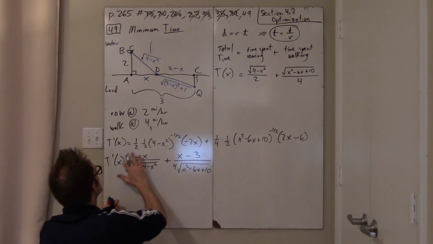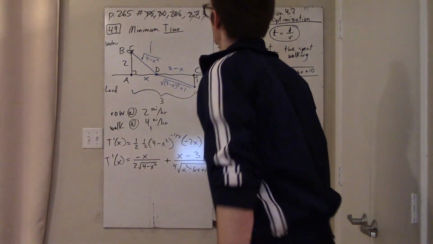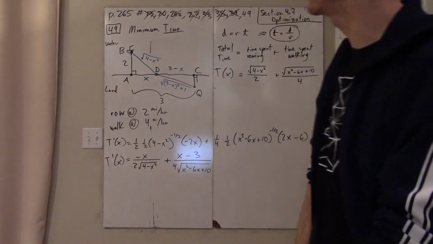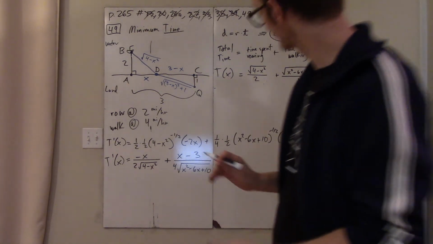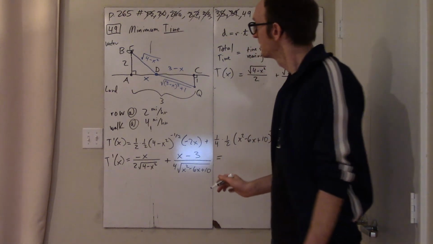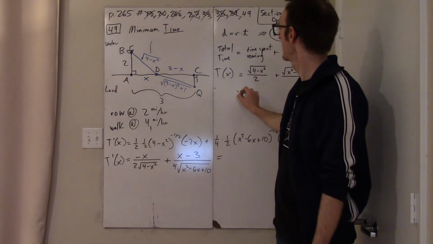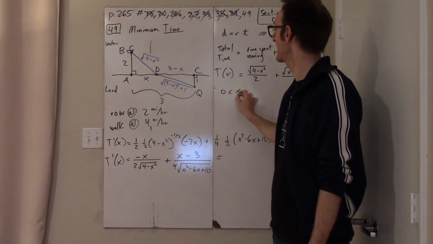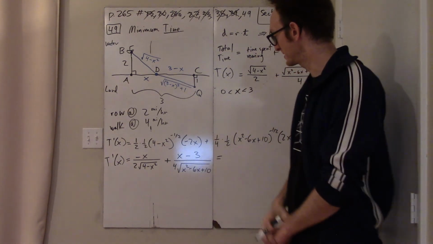Alright, and here's a good time to say, I refuse to make a sign chart for this, because it's just too hard. So instead, I'm just going to set this equal to 0 and find the critical points. Look, one thing you can say about x is, it's got to be bigger than 0, and it's got to be less than 3. So that's important to keep in mind.